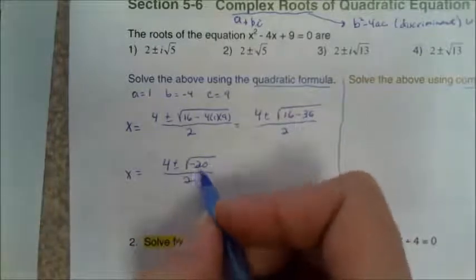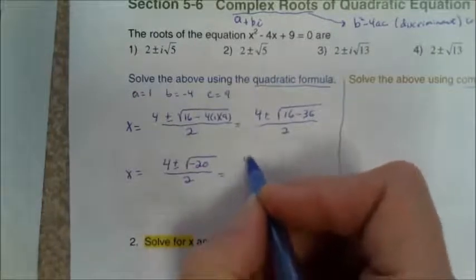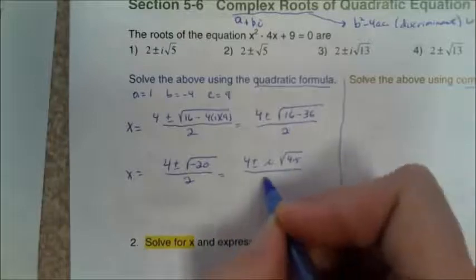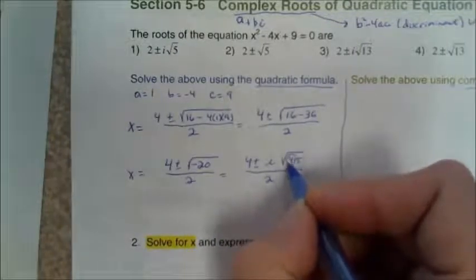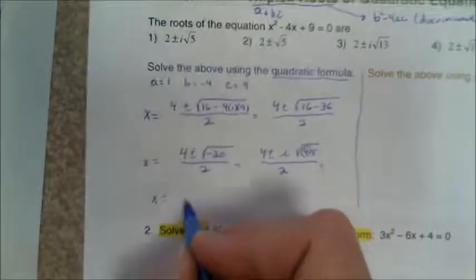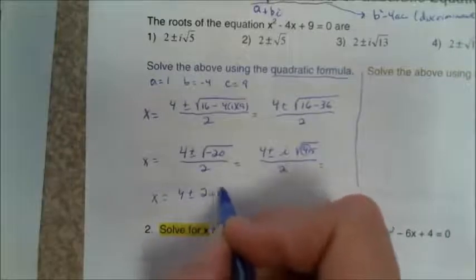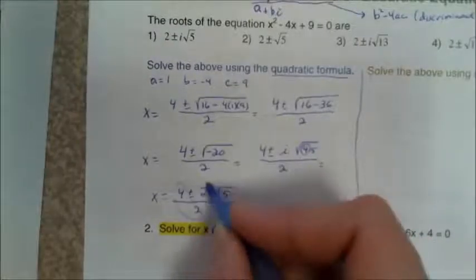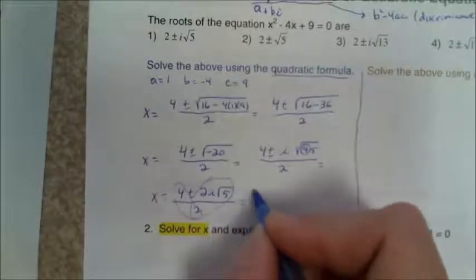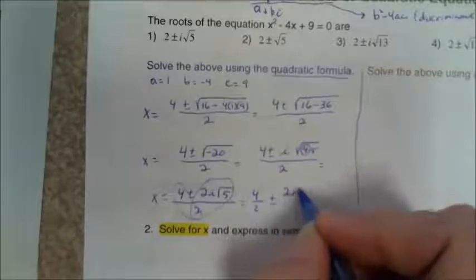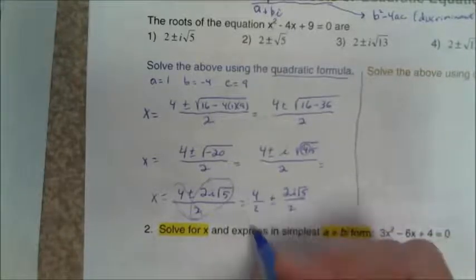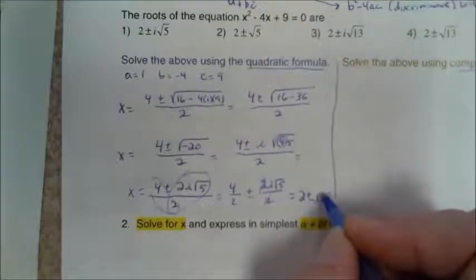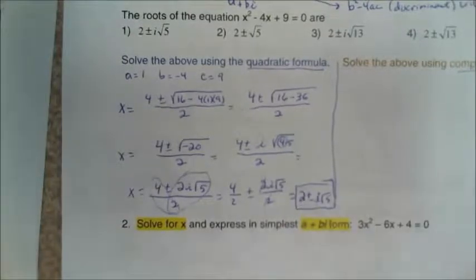Well, when you have a negative underneath the square root, you're going to pull it out and call it i. 4 plus or minus i, and the square root of 20 will break up into 4 times 5. And the square root of 4 is 2. So we'll have x being equal to 4 plus or minus 2i square root of 5 all over 2. And now what we're going to do is split this apart into the a and then the bi part. So we have 4 over 2 plus or minus 2i square root of 5 all over 2. Well, they reduce down. 4 over 2 is 2, plus or minus, those 2's will cancel because they're factors, i square root of 5. So 2 plus or minus i square root of 5 would be the answer if you use the quadratic formula.